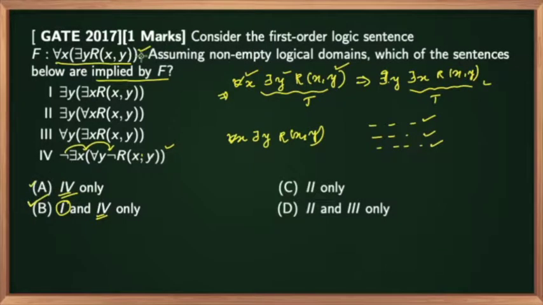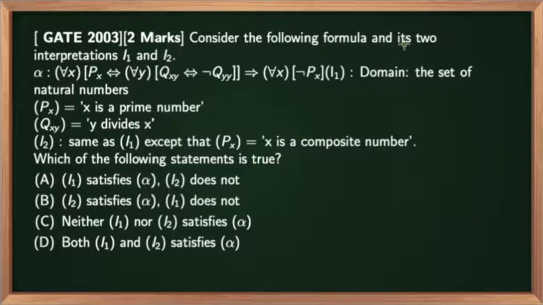Answer should be B. Consider the following formula and its two interpretations, I1 and I2. So we have a predicate formula here, alpha, and the domain is given as the set of natural numbers.